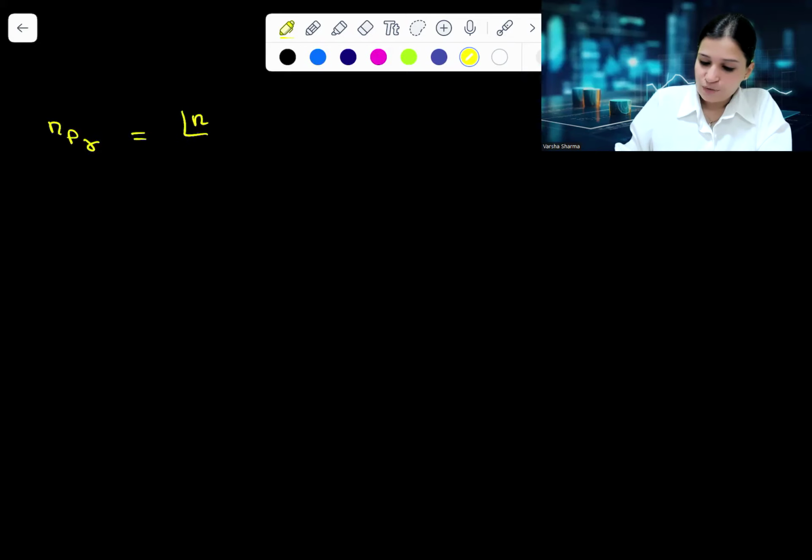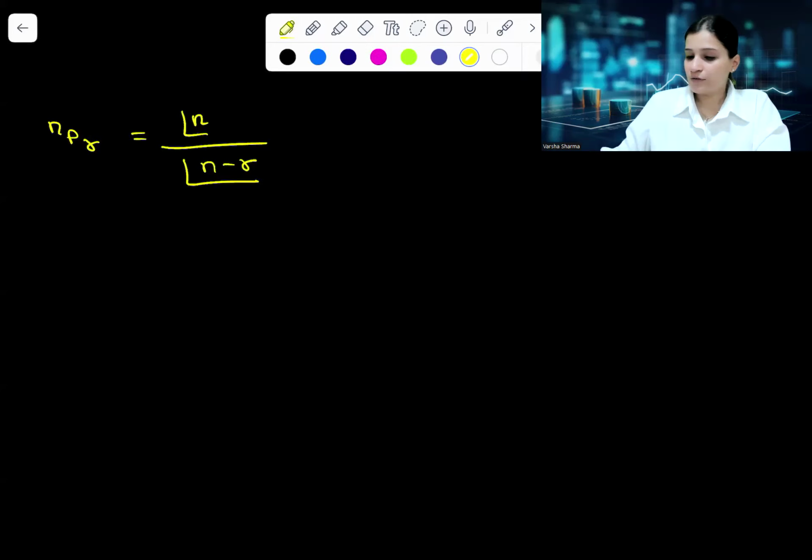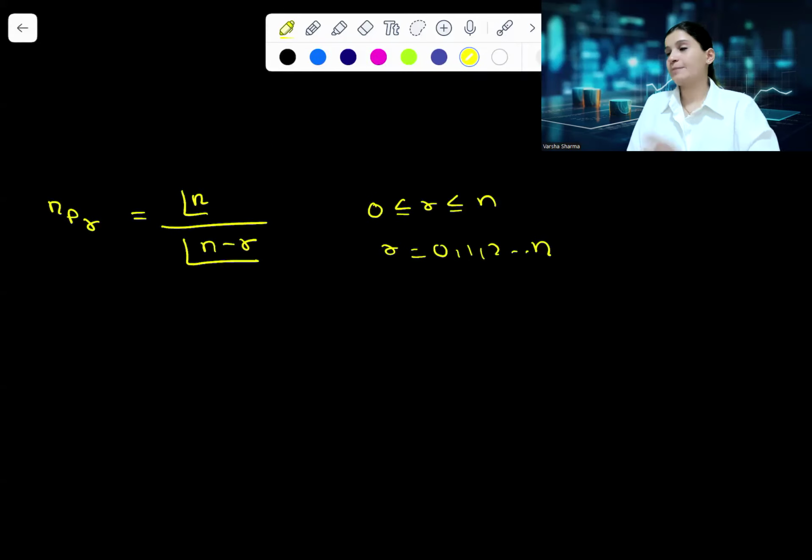nPr = n factorial upon factorial n minus r, where r can only be 0 to n. Basically, all whole numbers till n. Because if I've said 20 books in total, I can have a minimum of 0 book selection and I can have a maximum of 20 on 20 selection. I can't have anything other than that, right? So r will be 0, 1, 2, 3, and so on.